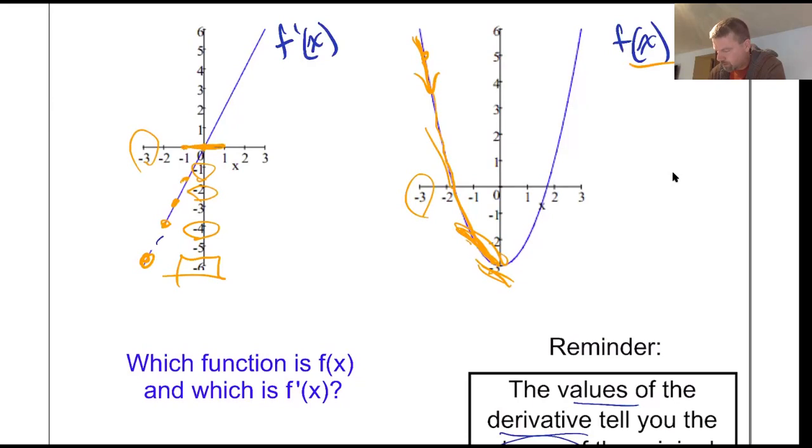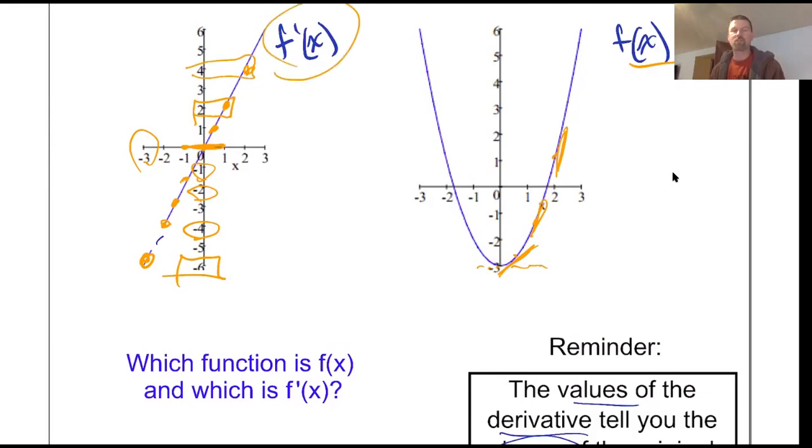And take a look at my original function. Right on that axis, I've got a slope that's 0. If I look at these slopes, then it's going up, even steeper, well, positive value, even more positive, right? The values of my derivative tell me the slopes of the original.